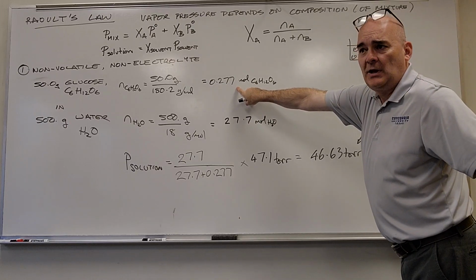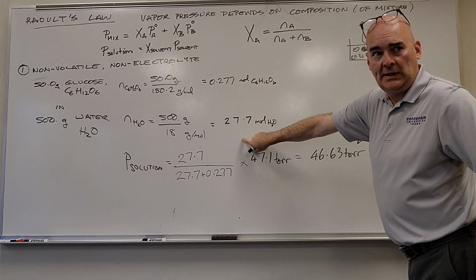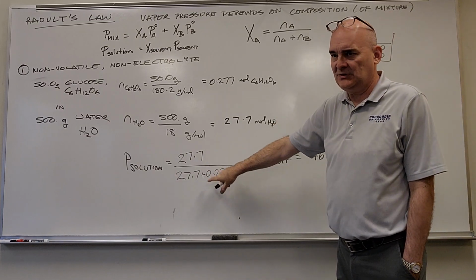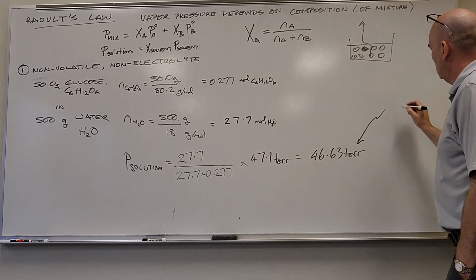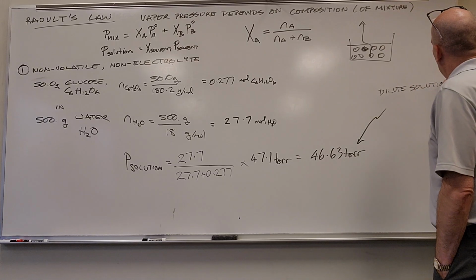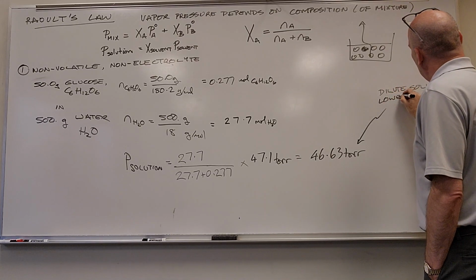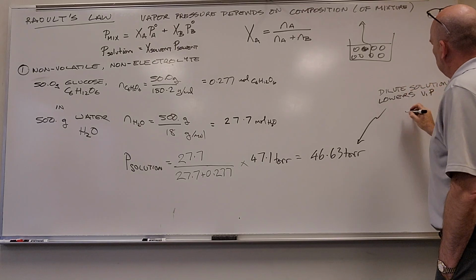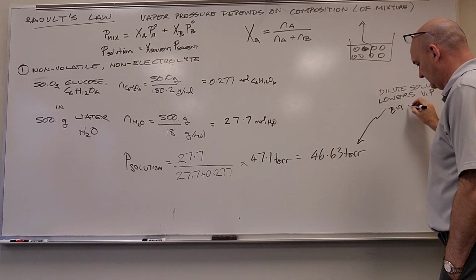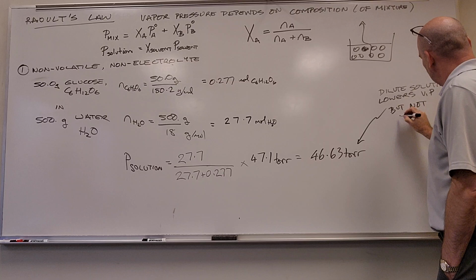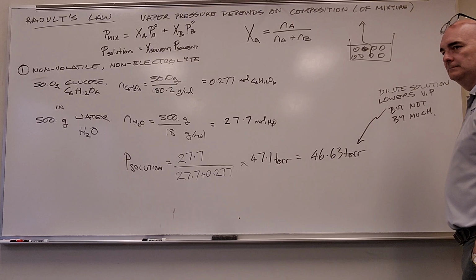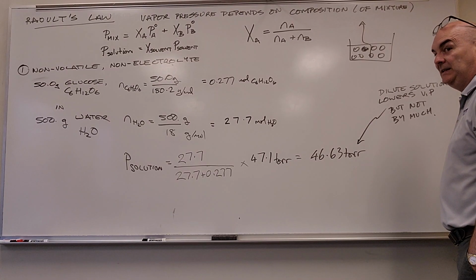That's not a very large number into a fairly large number. So that number divided by this number means this is still very dilute. So what we have here is a dilute solution that lowers the vapor pressure, but not by much. Okay. That's case number one. That's the easiest.